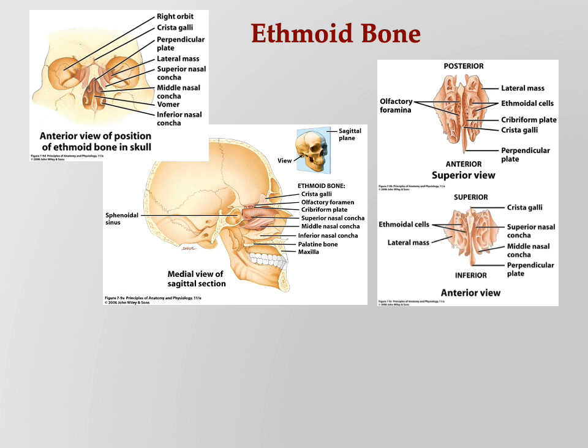The ethmoid bone is a cube-shaped bone that sits deep inside the skull. It's back behind your nose. It's kind of hard to visualize. You can't really see it from the outside. And it has different parts that you can't see all of them from the same view. So you have to keep rotating the ethmoid bone in order to see all the parts.